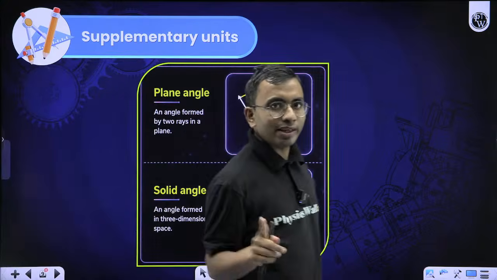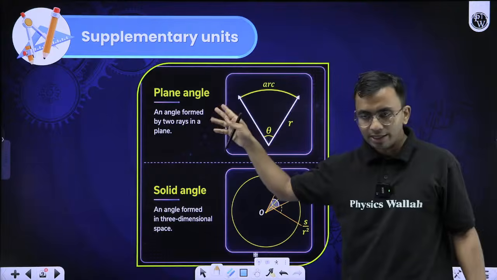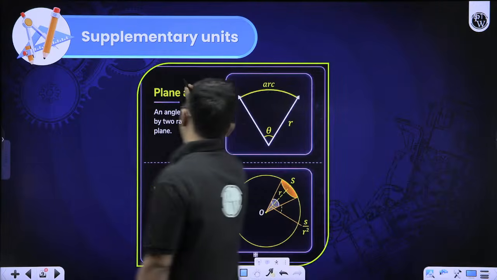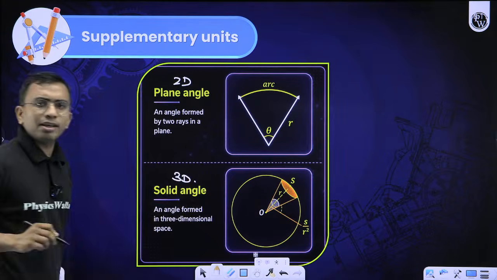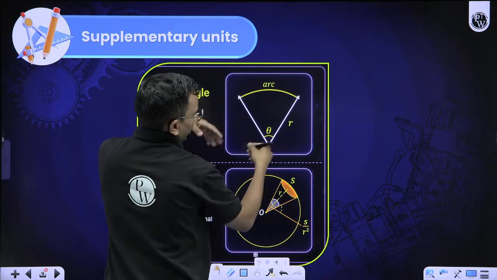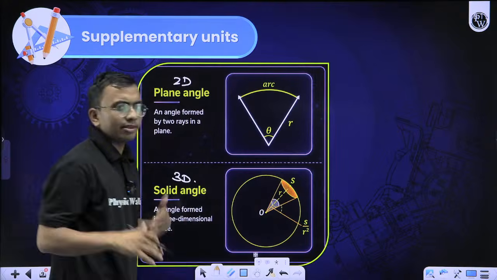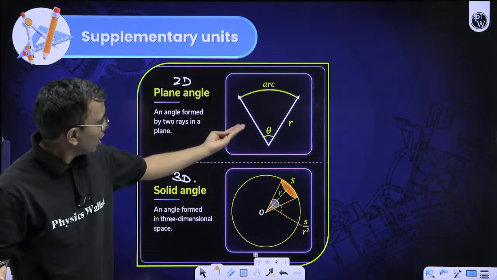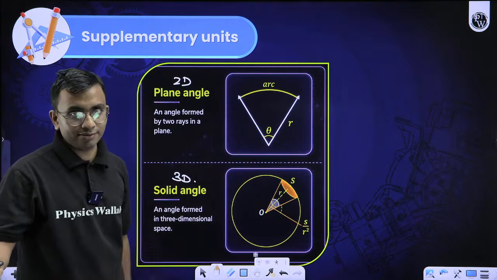One is for the planar angle, another for the 3D angle. Planar means 2D angle, like the angle between two lines in a plane. Let us take this as an arc. Whatever this angle is, we generally denote it with theta. That is my planar angle. What will be the unit of that? Radian. The SI unit is radian.